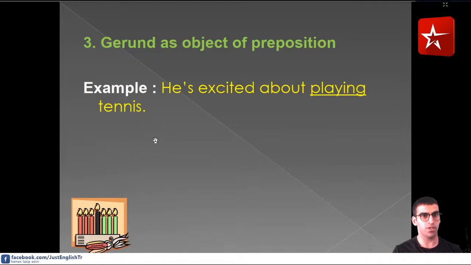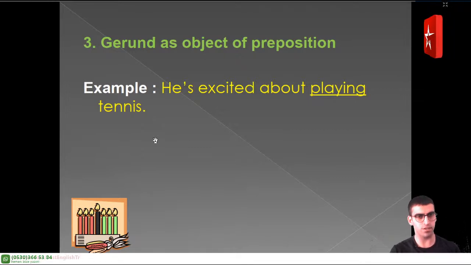And the third rule, as object of preposition. In English, we have lots of prepositions such as in, at, on, over, about, for, and so on. So we have numerous prepositions in English. After prepositions, we can use gerunds.